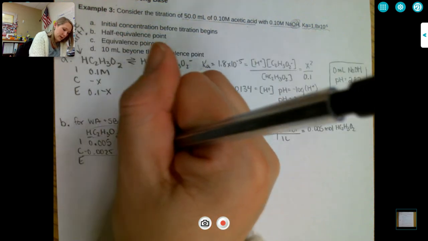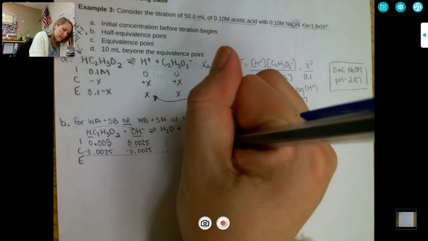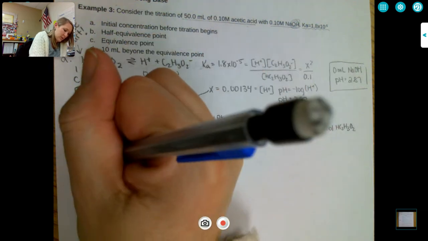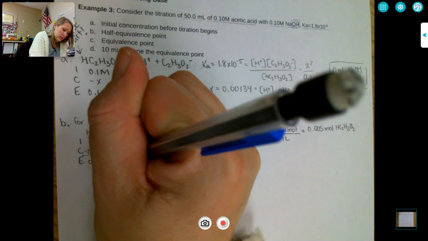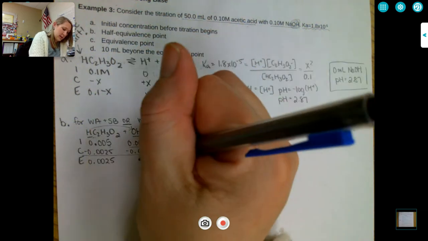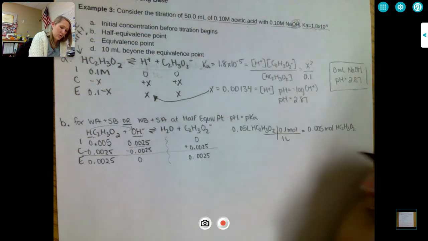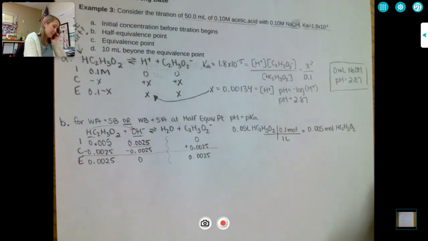So I'm left with, and this is going to get added over here, 0.0025 moles of my acid, no hydroxide, and 0.0025 moles of my acetate ion.